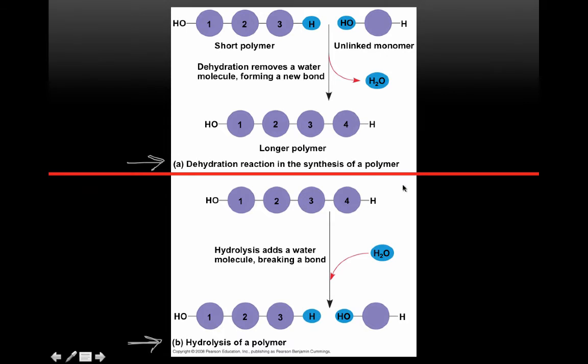If we wanted to take a polymer and digest it into its component monomers, we would need a different type of enzyme, and this enzyme would use water to break the covalent bond, thus producing monomers. This is a hydrolysis reaction using water to break bonds, also known as digestion.